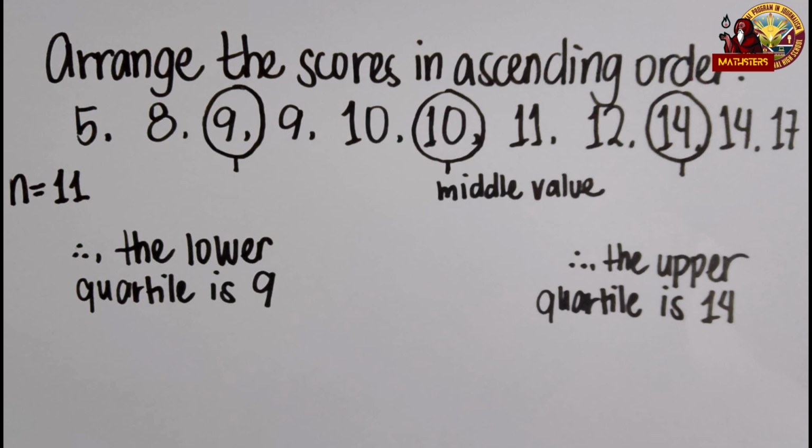To find the lower quartile, we take the median of the lower half. The middle value of the lower half is 9, so quartile 1 is equal to 9. To find the upper quartile, we take the median of the upper half. The middle value of the upper half is 14, so quartile 3 is equal to 14. Therefore, the lower quartile is 9 and the upper quartile is 14.